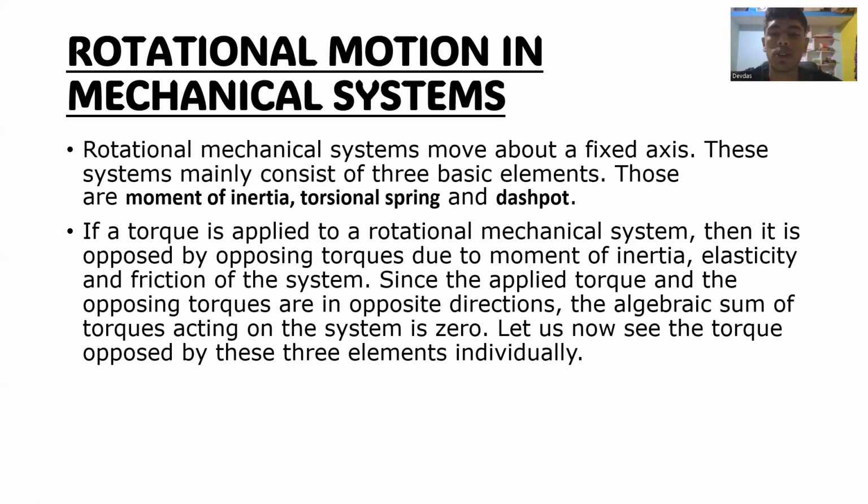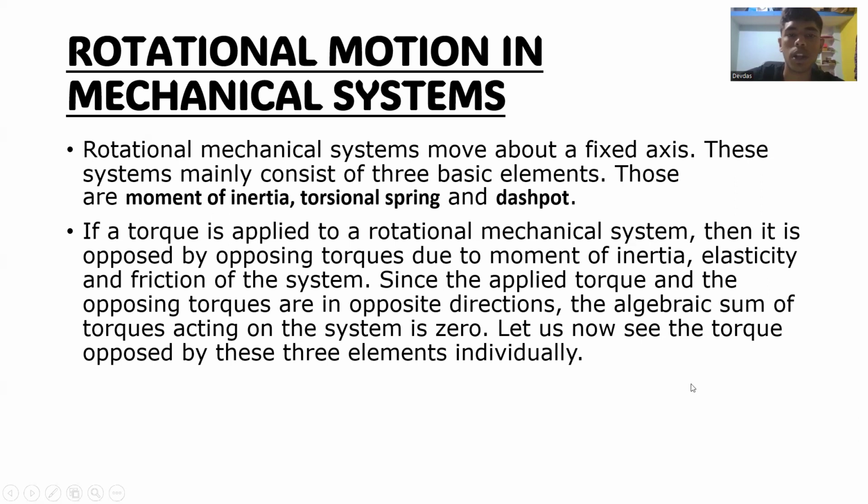So if a torque is applied to a rotational mechanical system, then it is opposed by opposing torques due to moment of inertia, elasticity, and friction of the system. Since the applied torque and the opposing torques are in opposite directions, the algebraic sum of the torques acting on the system is zero. Let us now see that.